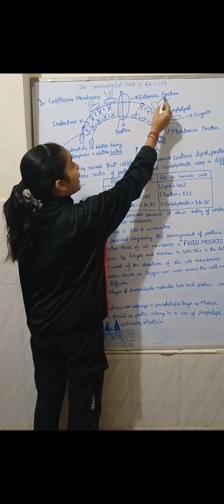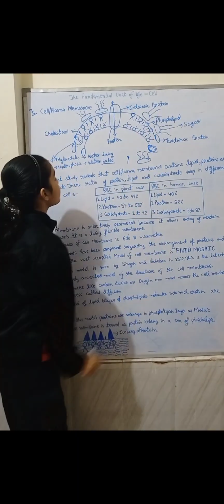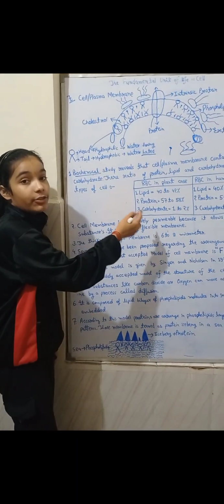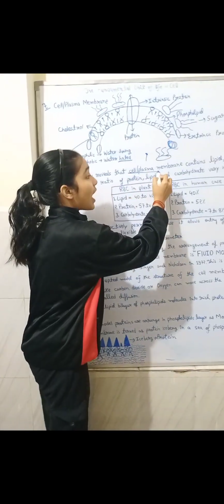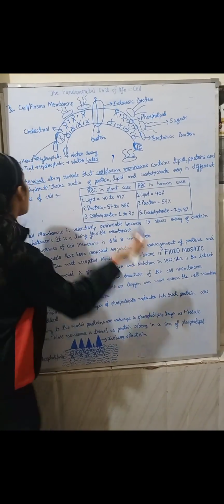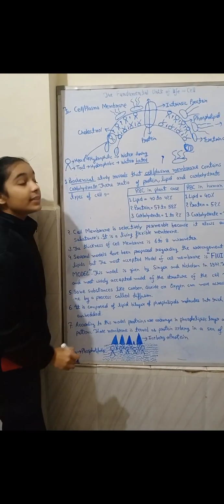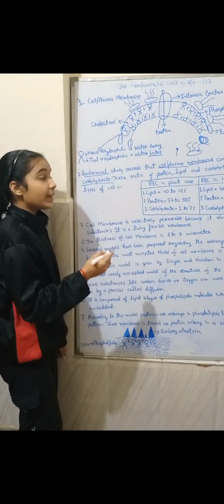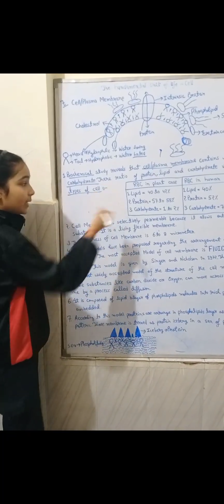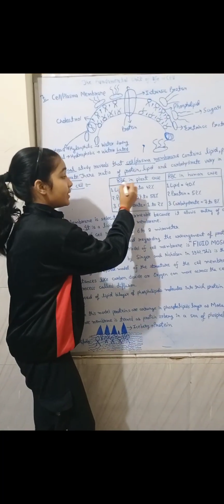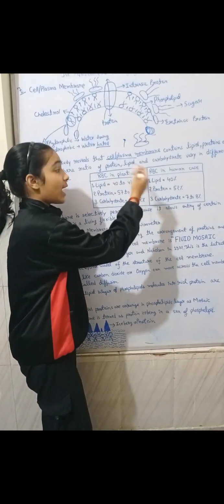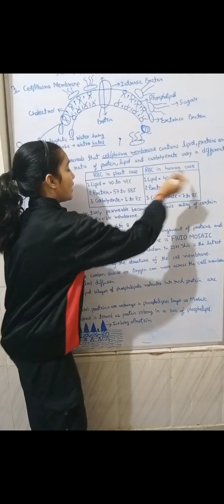this represents intrinsic protein. First one, biochemical study reveals that the plasma membrane of the cell contains lipid, protein and carbohydrate. Their ratio of protein, lipid and carbohydrate varies in different types of cells, like RBC. The difference between RBC in the plant case and RBC in the human case.